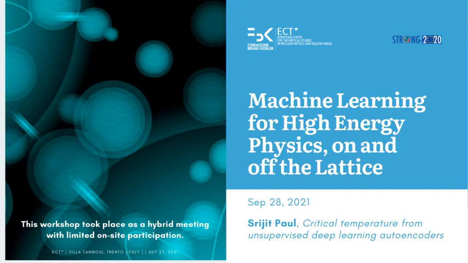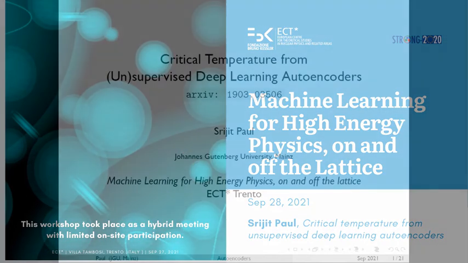minimize the loss function to do the. But we'll talk about critical temperature for unsupervised deep learning autoencoders. Please. Thank you. Okay.